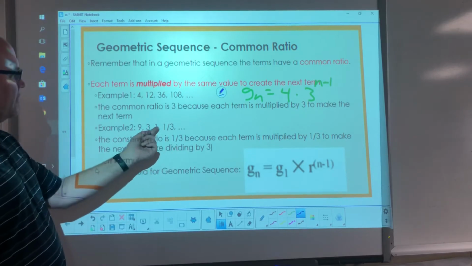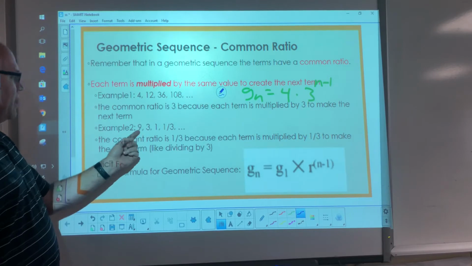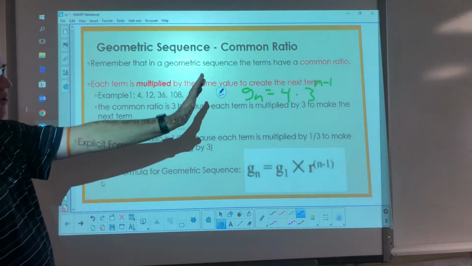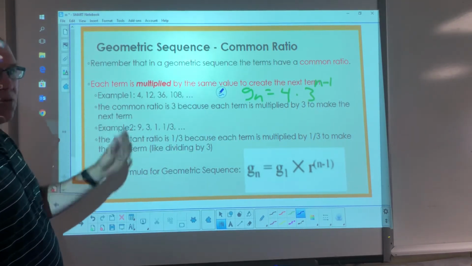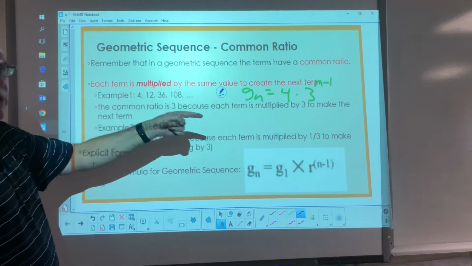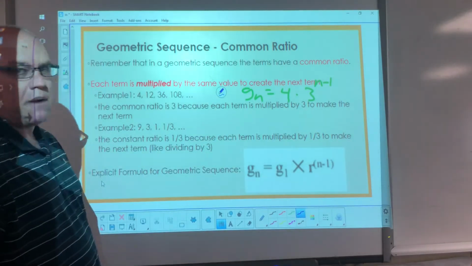We could have done 1/3 divided by 1 is 1/3. 1 divided by 3 is 1/3. 3 divided by 9 is also 1/3. So again, if you work left to right, as you're increasing through the sequence, going from n is 1, n is 2, n is 3, you're multiplying by the common ratio. If we go this way, we are dividing to get the common ratio.